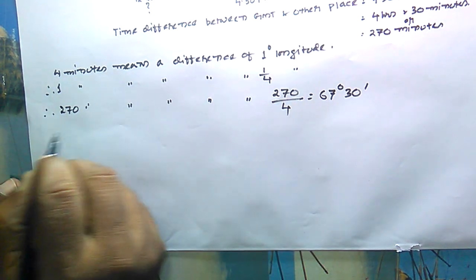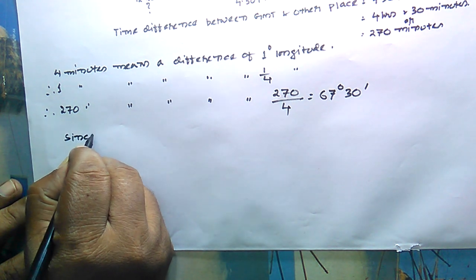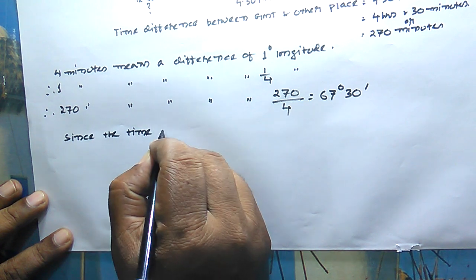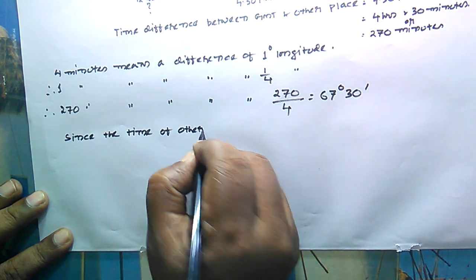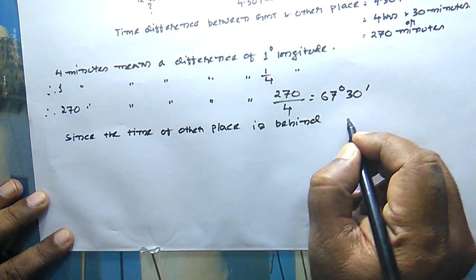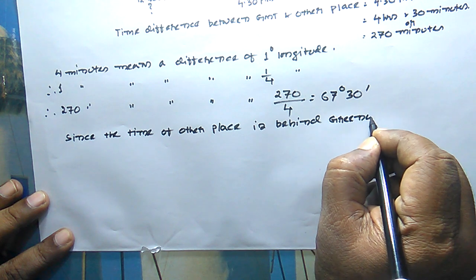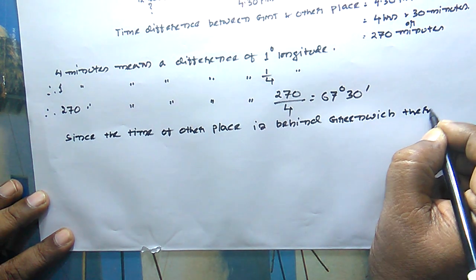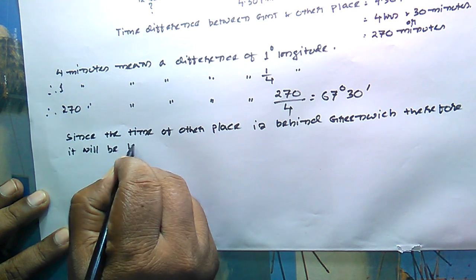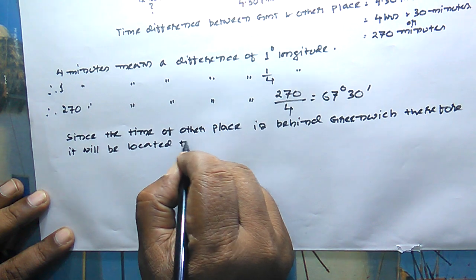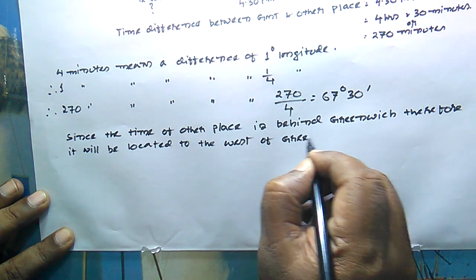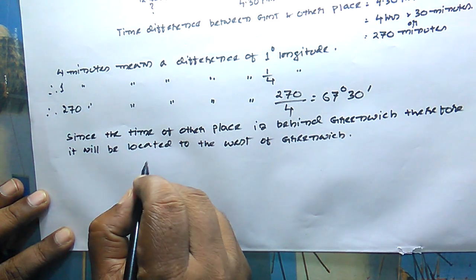Now we have to write a statement. Statement we have to write: since the time of other place is behind Greenwich, therefore it will be located to the west of Greenwich.